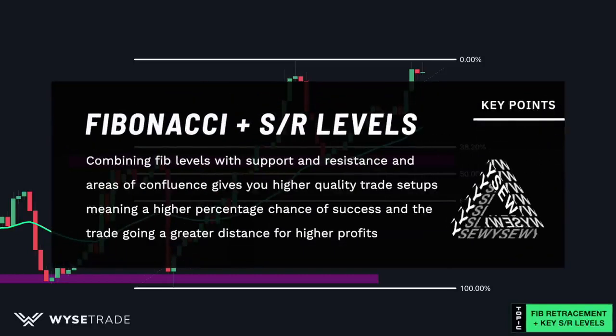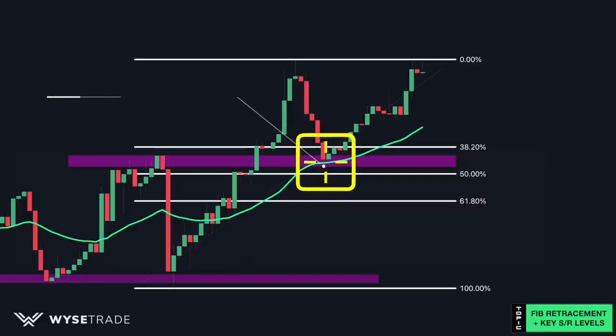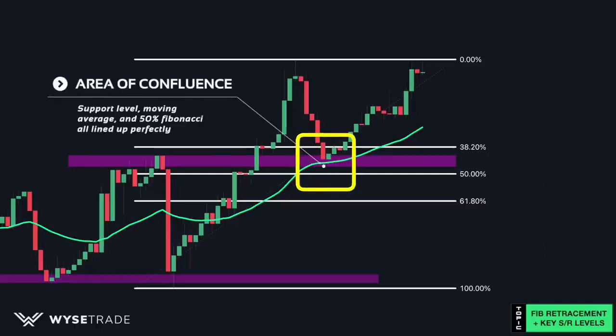Combining fib levels with support and resistance in areas of confluence gives you higher quality trade setups, meaning a higher percentage chance of success and of the trade going a greater distance for higher profits. So this reversal point here gives you a key level.